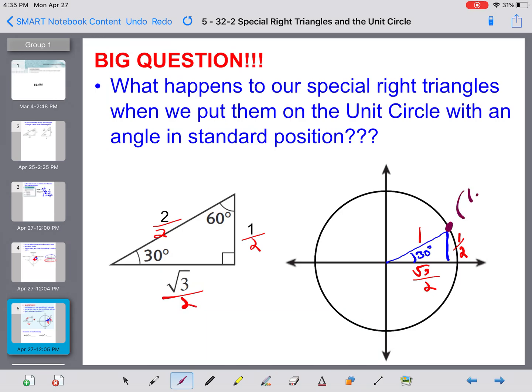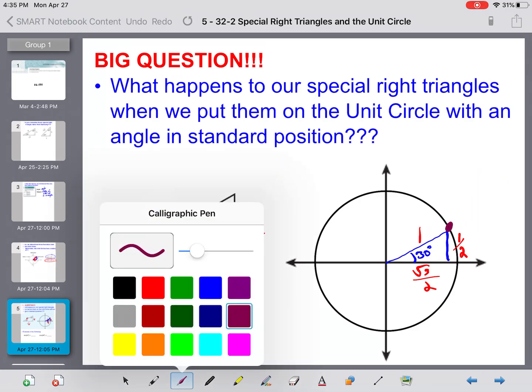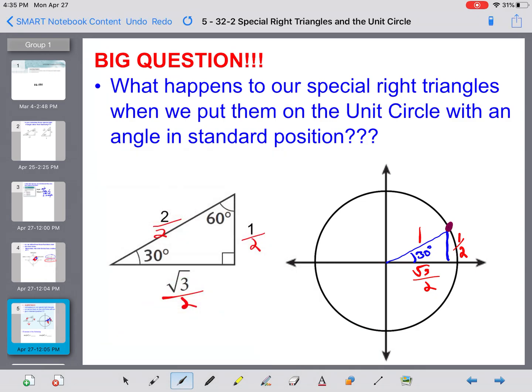The xy value at that point is 1/2 comma root, I'm sorry, I flipped it. Don't look at that. The xy value here, the x is root 3 over 2, and the y value is 1/2. Because look, you start at the origin, you go right root 3 over 2, you go up 1/2, and that's what gets you to the point.